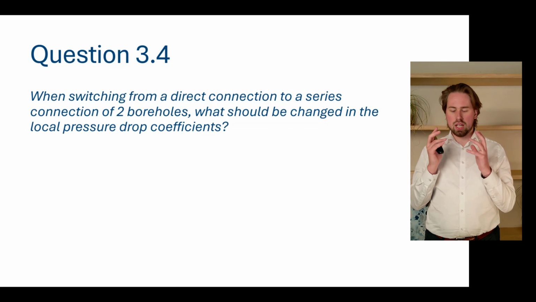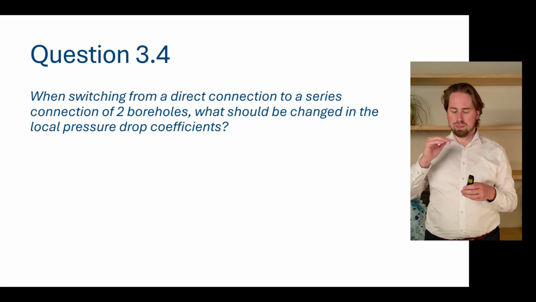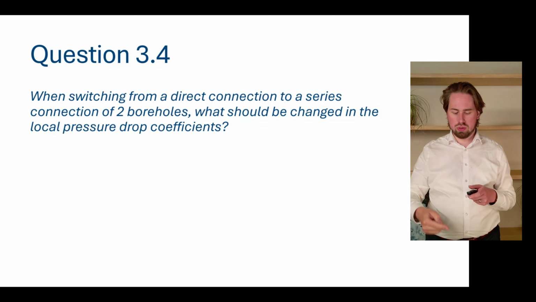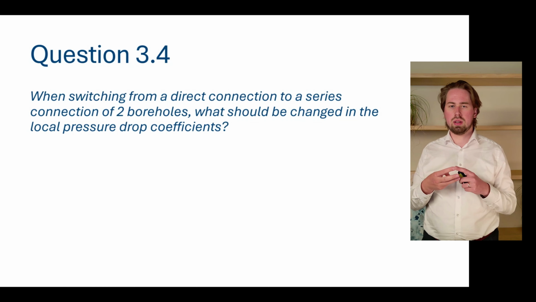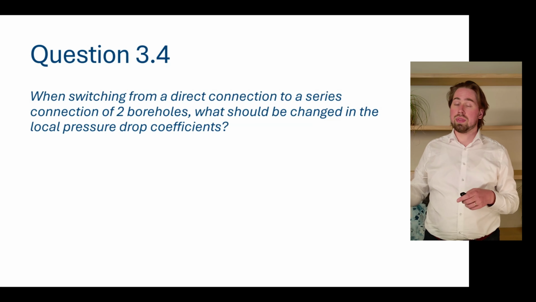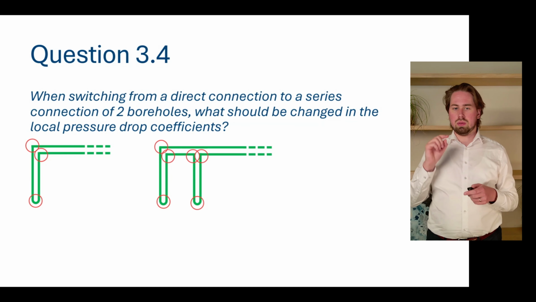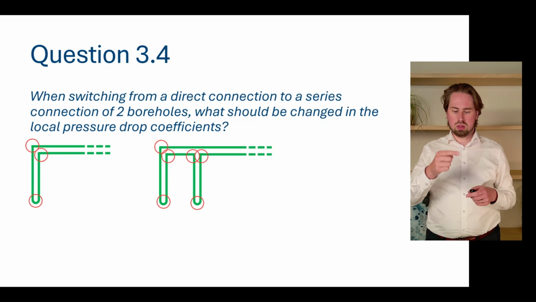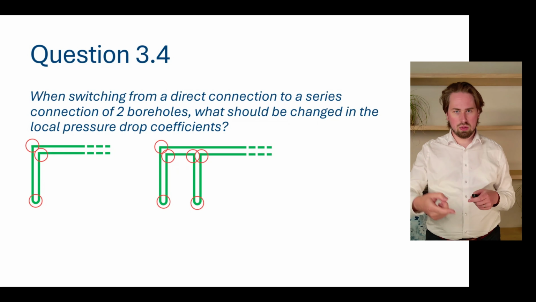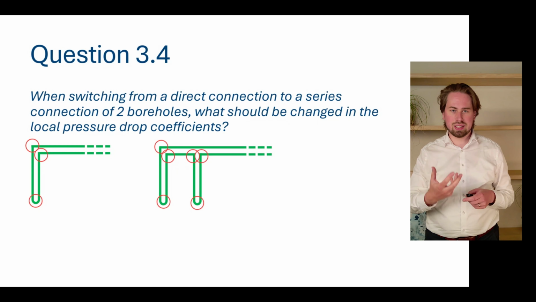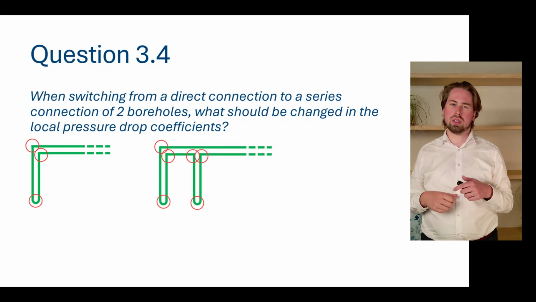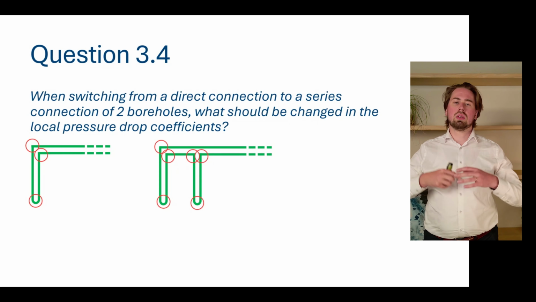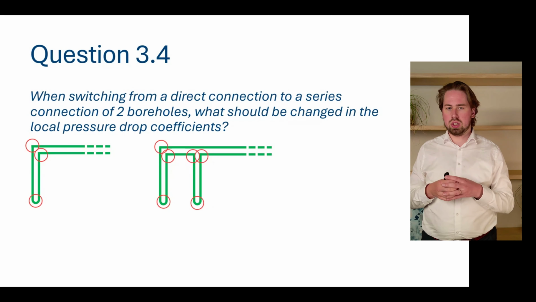And the way we think about this is, imagine you have a horizontal connection. So we go to a borehole, 90-degree bend, go down, U-bend, 90-degree back. So we have 3 local losses there. If we change that to a series connection, what happens is we go down, U-bend up, and then again down, U-bend up. So we have actually 6 local losses here. And in both situations, we also have the local losses at the manifold. So that's what has to be changed.